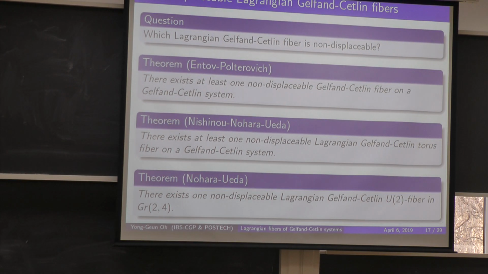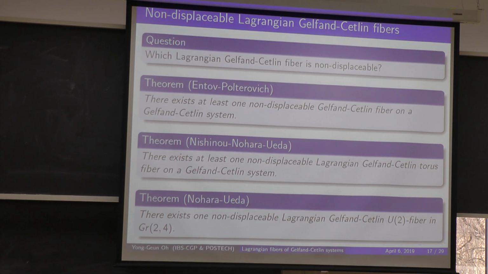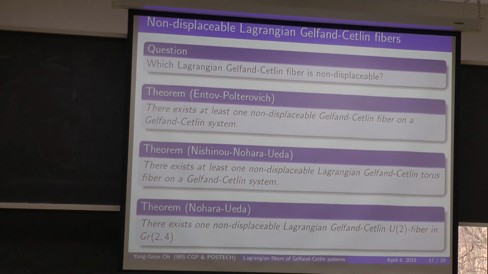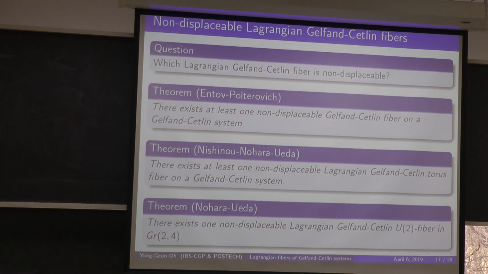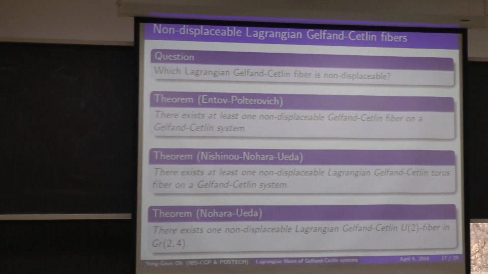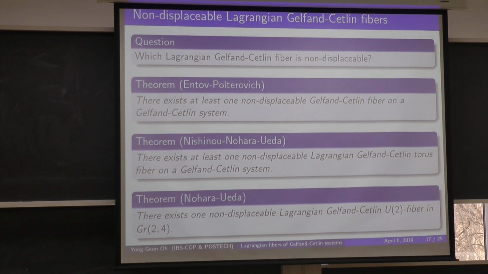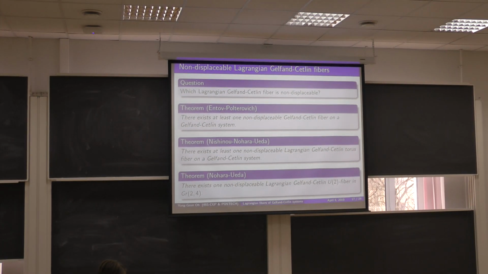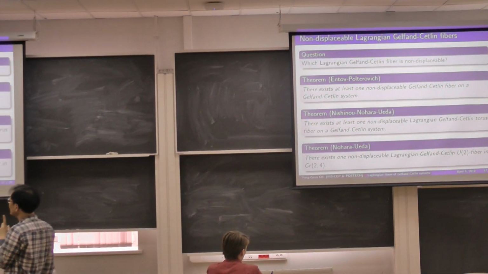And they studied some potential function, which I will explain later, and computed the critical points, and studied which fiber corresponds to the critical point of these potential functions. And they proved there is at least one critical point for that particular potential function, which means there is at least one non-displaceable Lagrangian torus over the interior point.